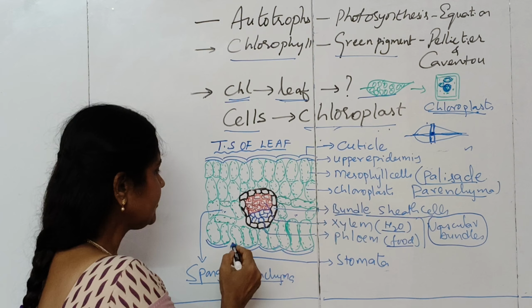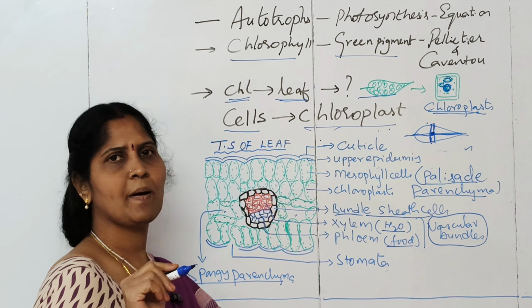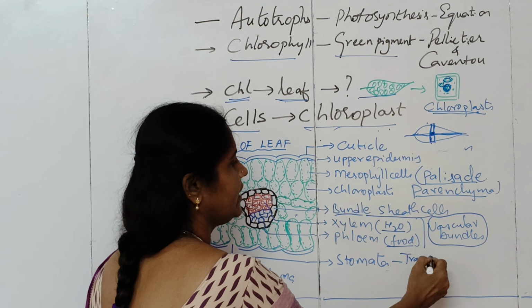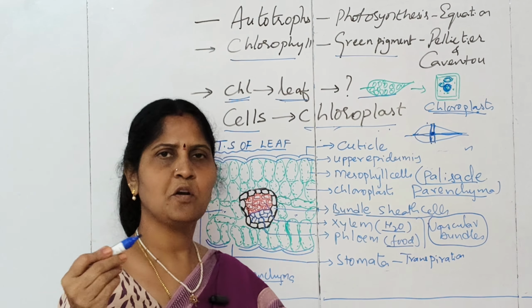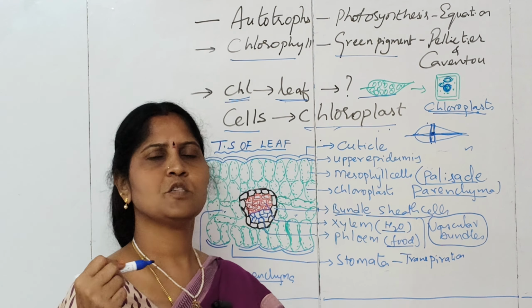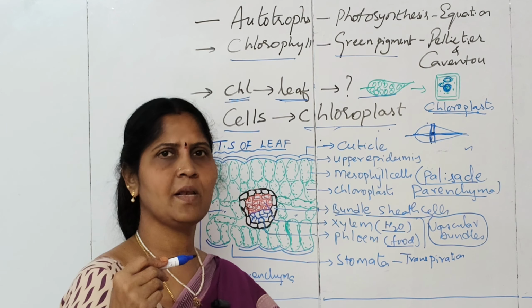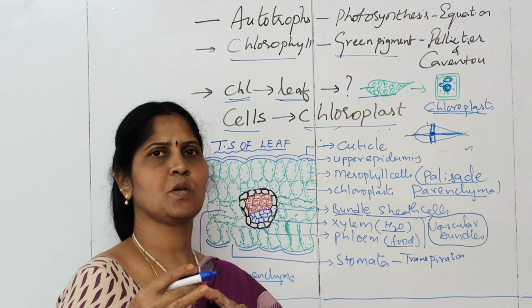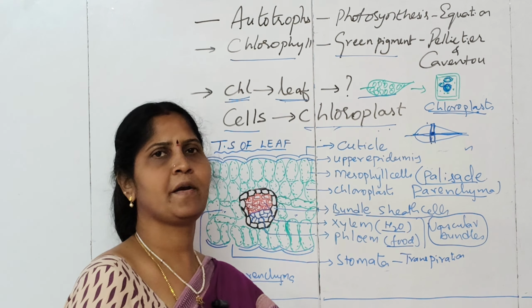Then we have a gap here. This is called the stomata. Stomata perform 2 important functions. One is transpiration. Hope you remember what transpiration is. Transpiration is the evaporation of excess water from the leaves of the plant. Only a little water is used by the plants; a lot of it is evaporated into the atmosphere, and that is what is called transpiration.